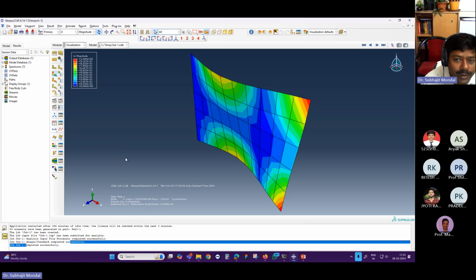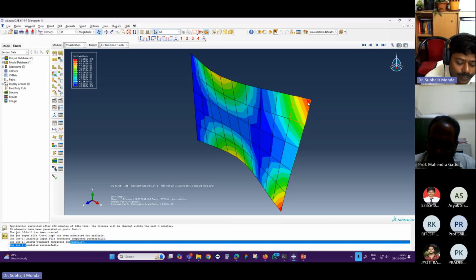So for the FRF, after doing this step, in the second step you need to give one unit force and then run it again, and again define what frequency range you are interested in. If you run it, you will also observe the FRF there. So this way basically you can go for dynamic analysis.